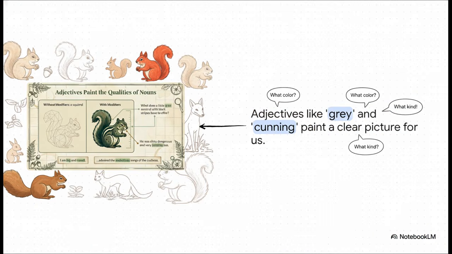Adjectives are basically describing words. They answer questions like what kind or which one. So what kind of squirrel? A gray squirrel. What kind of jackal? A cunning jackal. This just paints a much clearer picture in our minds, doesn't it?